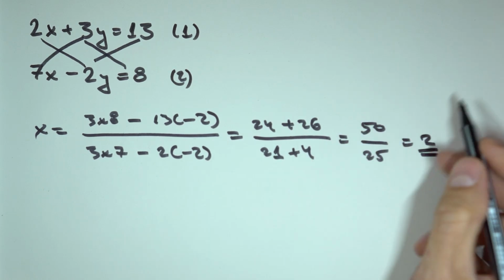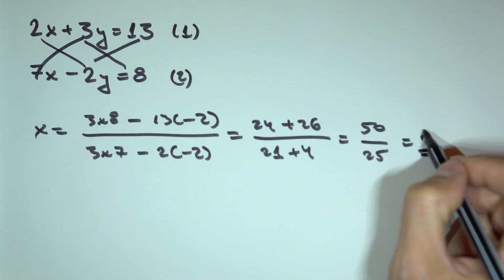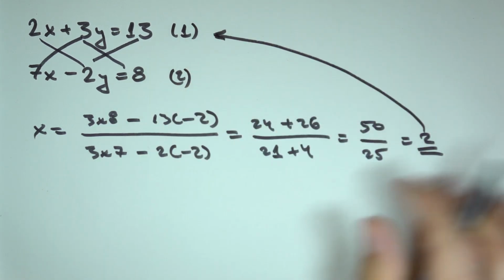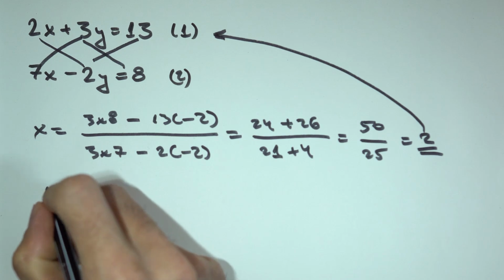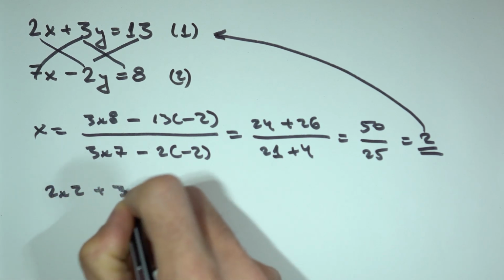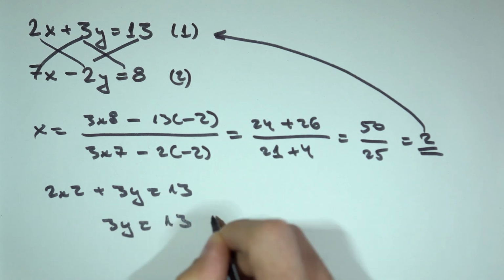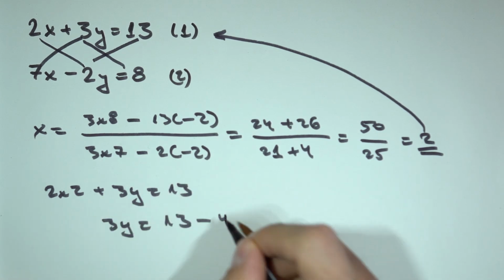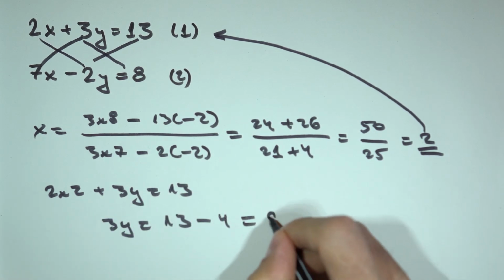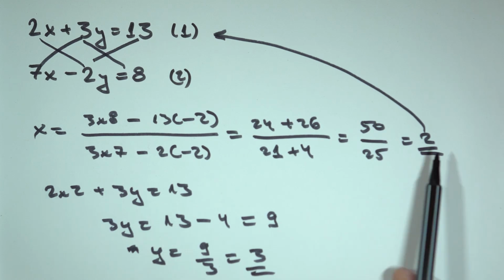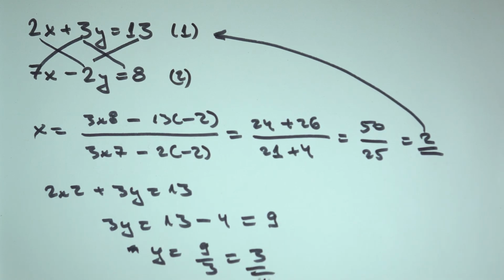And now we can take this 2 and plug it into whichever equation we prefer and solve it for y. Let's plug it into the first equation because it's simpler. We thus obtain 2 times 2 plus 3y equals 13. 3y equals 13 minus 2 times 2 is 4, or 3 times y is 9. Therefore, y equals 9 over 3, which is 3. And this is our solution. X equals 2 and y equals 3.